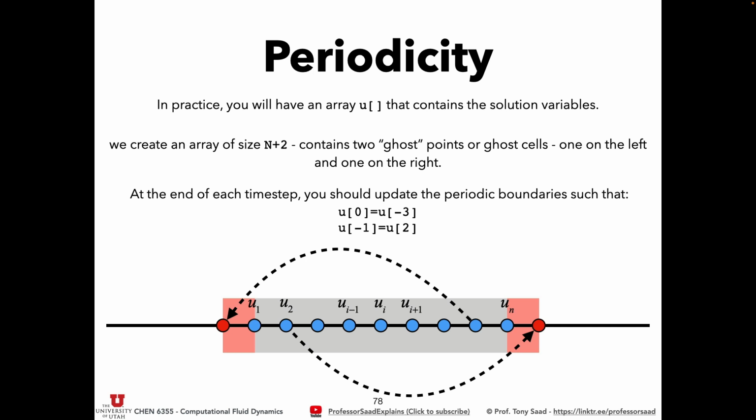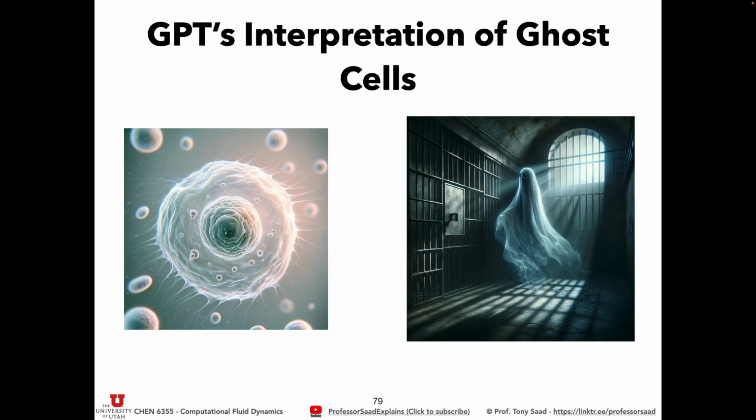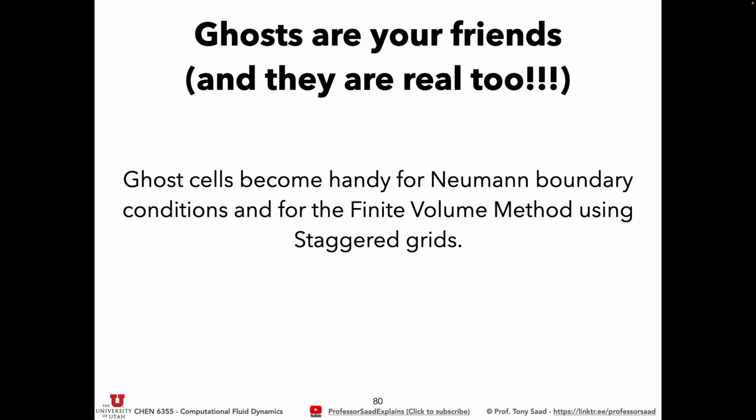Now, I asked GPT to make drawings. This is the cell of a ghost. So what does a cell for a ghost look like? And then this is a ghost cell, where a ghost is sitting in a prison cell. That's pretty neat. And by the way, ghosts are real, so anyway, that's a discussion for another time.